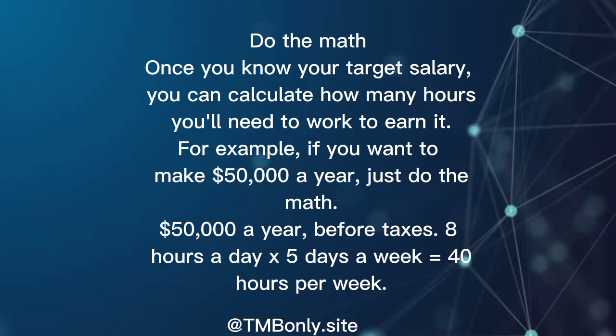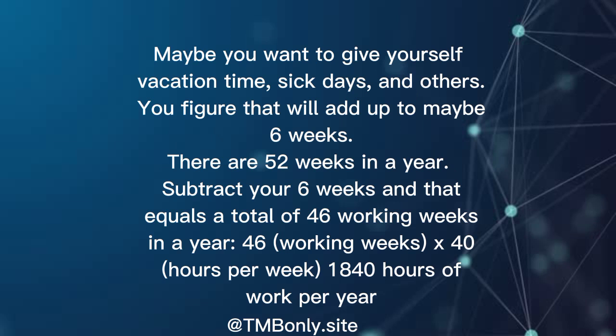For example, if you want to make $50,000 a year, just do the math. $50,000 a year before taxes. 8 hours a day by 5 days a week equals 40 hours per week. Maybe you want to give yourself vacation time, sick days, and others. You figure that will add up to maybe 6 weeks. There are 52 weeks in a year. Subtract your 6 weeks and that equals a total of 46 working weeks. In a year, 46 working weeks by 40 hours per week equals 1,840 hours of work per year.